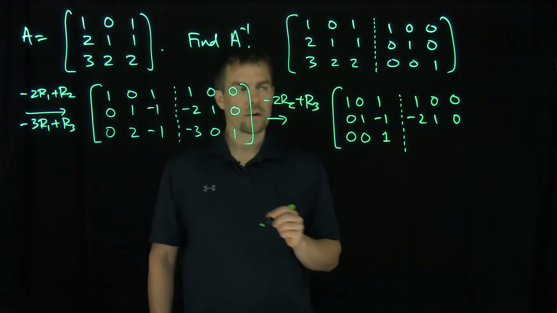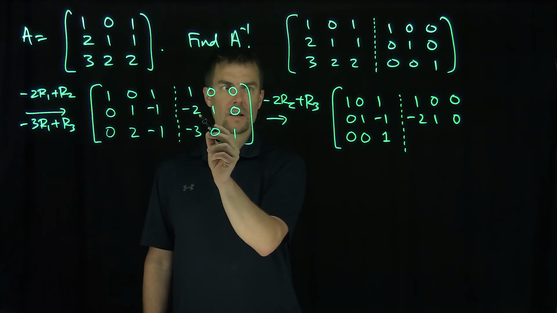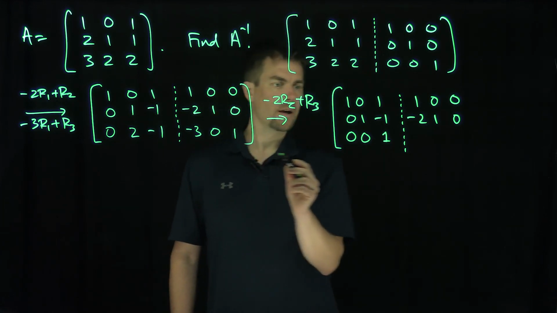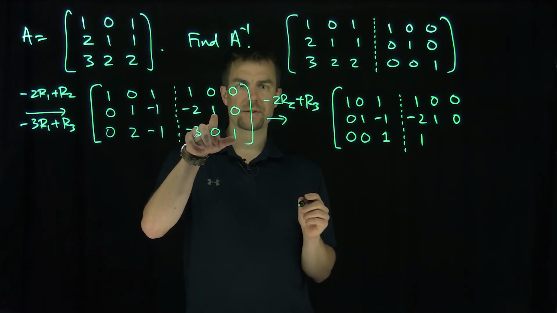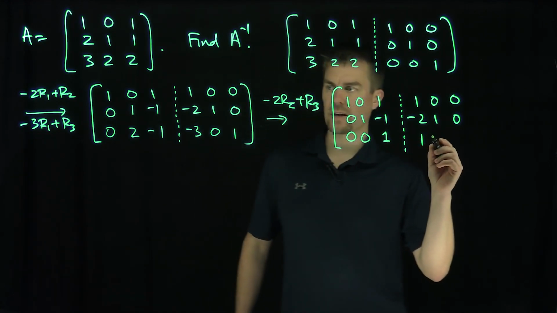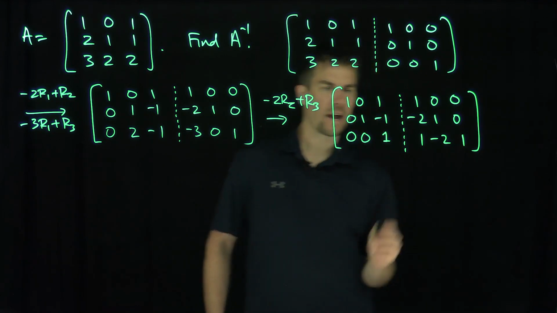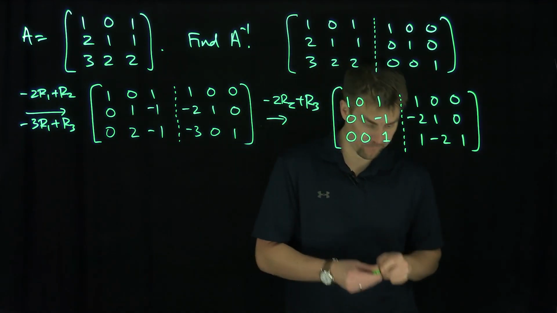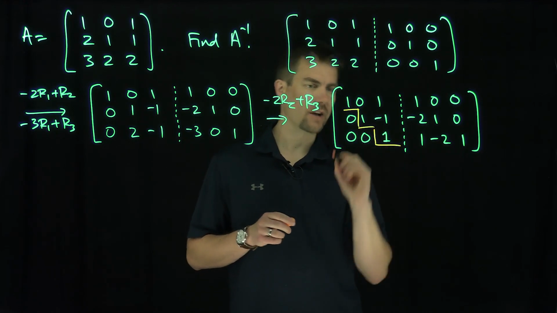That's great. And then what will happen over here? I'm doing negative 2 row 2, so that's going to be a positive 4 plus 3. Positive 4 plus 3 is going to be a 1. And then this is going to be a negative 2 plus 0, so it's going to be a negative 2. And then the 1 stays put like that. And now we've got into ordinary echelon form, right? So we're in echelon form.